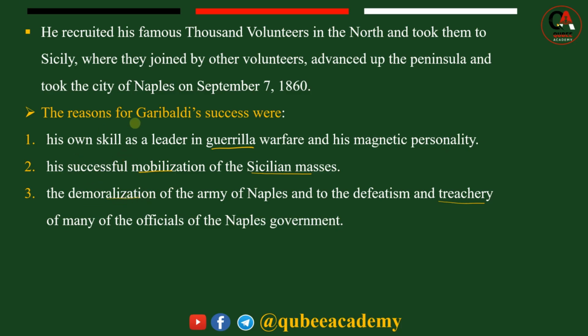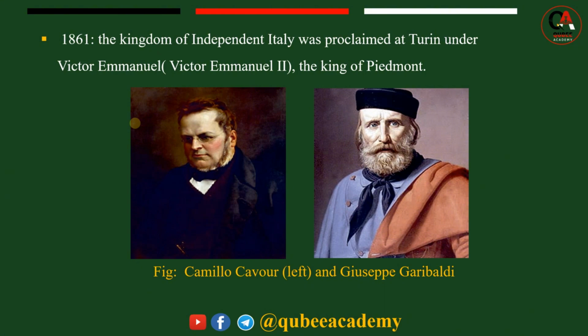Important reasons keessaa jiru. In addition to this, around 1861, the kingdom of Italy was proclaimed at Turin under Victor Emmanuel II, the king of Piedmont. In 1861, the independent kingdom of Italy was proclaimed, but not completed. Still, the unification of Italy was not completed.